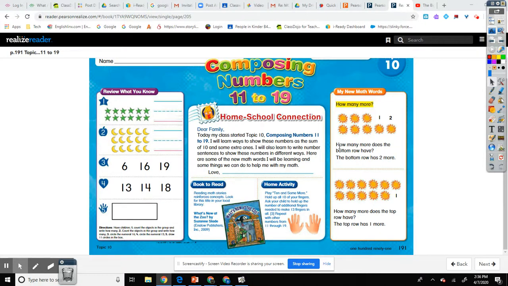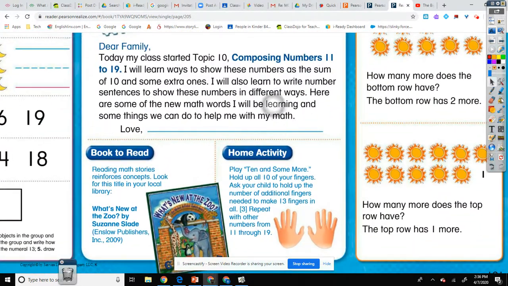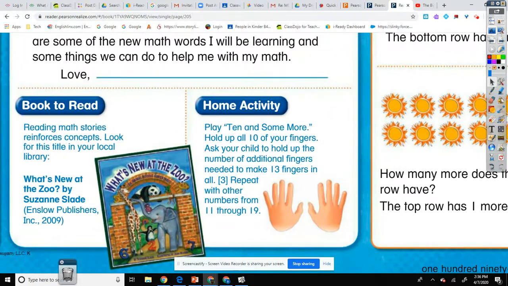Envision Math. All right, let's read what this is saying here. Home activity. Play 10 and some more. Hold up all 10 of your fingers. Ask your child to hold up the number of additional fingers needed to make 13 fingers in all. Repeat with other fingers from 11 through 19.